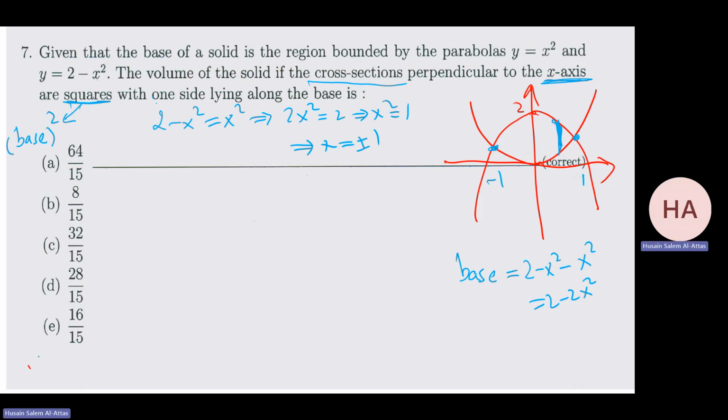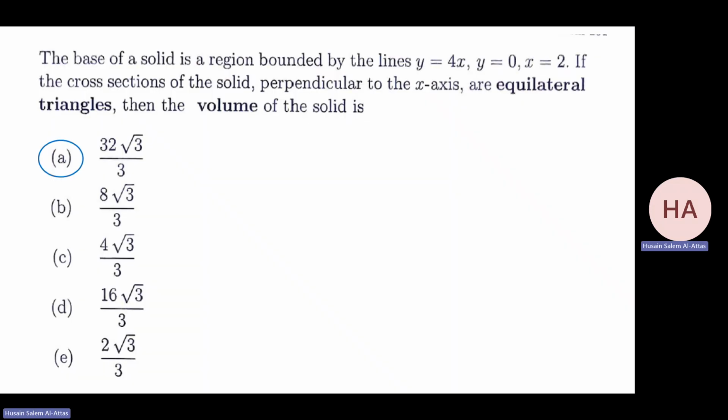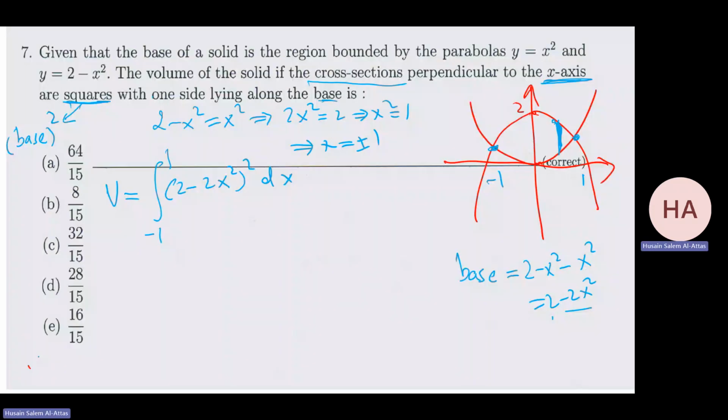We said one side lying along the base. Okay, so this is the base square. So the volume will be what? Integral from minus 1 to 1, the base square, and this is the base. So 2 minus 2x squared all squared dx. And that equals to what?